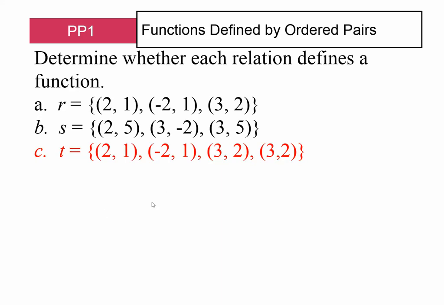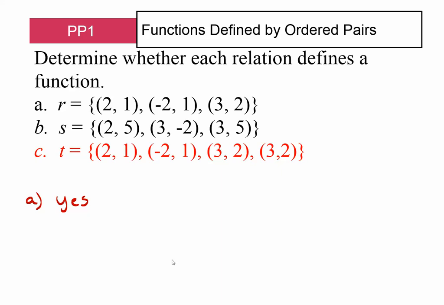So for A, 2 goes to 1, negative 2 goes to 1, and 3 goes to 2. Function or not a function? It's a function, because whenever you plug in a certain x, that x has only one corresponding y value. Good there? So are we okay with A being a function?